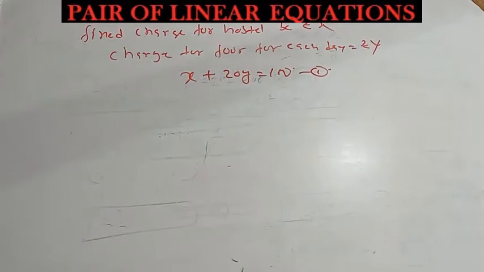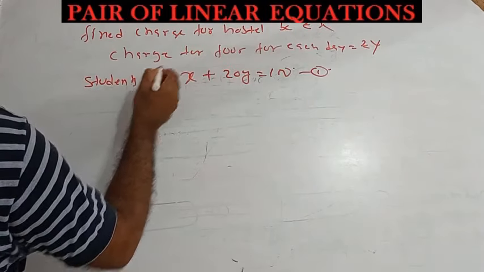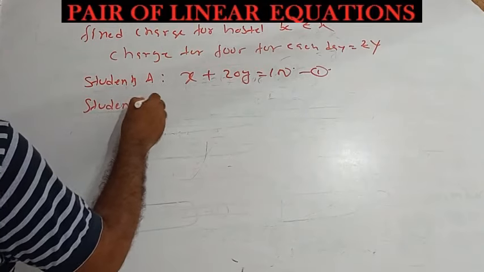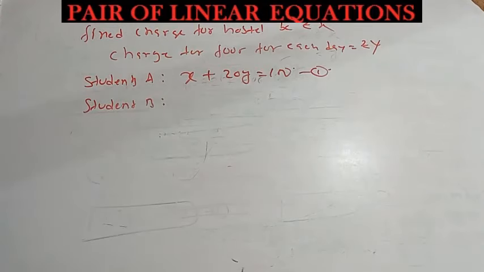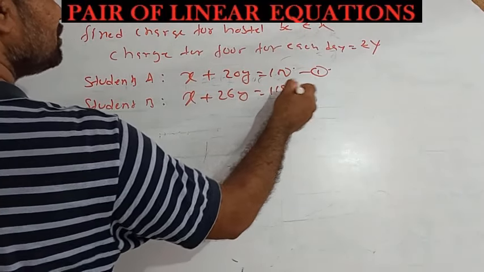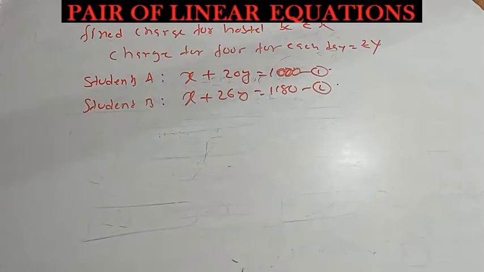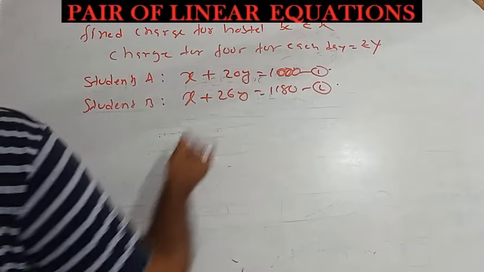Next, student B, who takes food for 26 days, paid 1180. This is about student A, and now student B, who takes food for 26 days. Fixed charge x plus 26y equal to 1180. Equation number 1 is 1000, and this is 1180. Now you need to find what the fixed charge for the hostel is and what the charge for food for each day is.